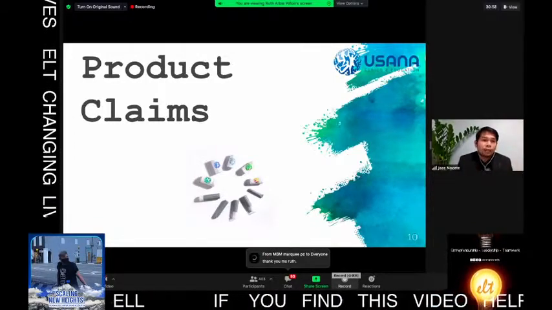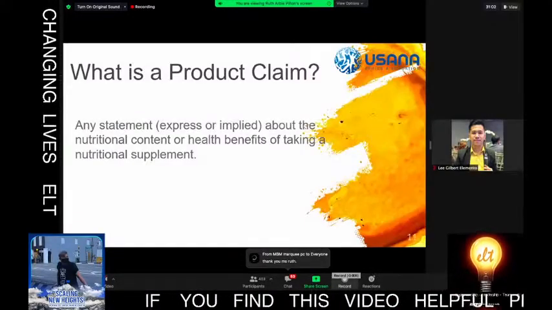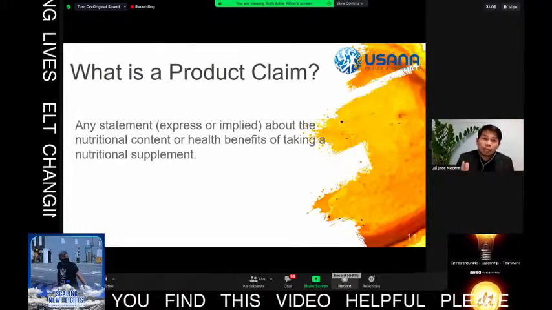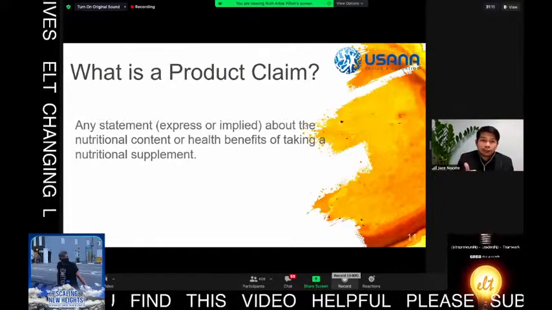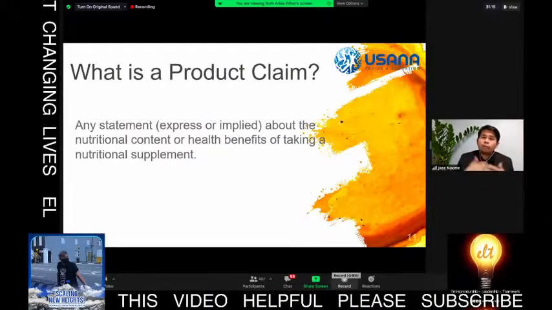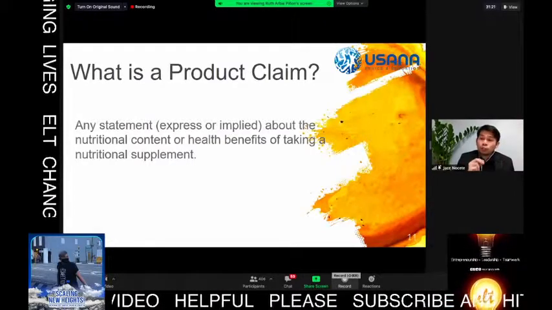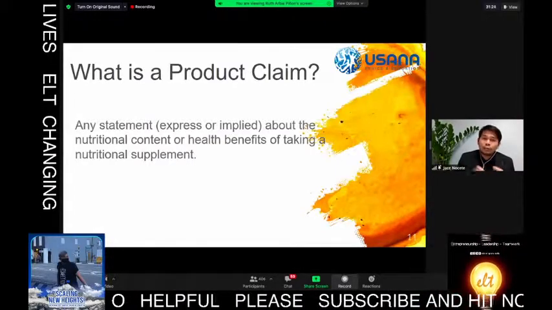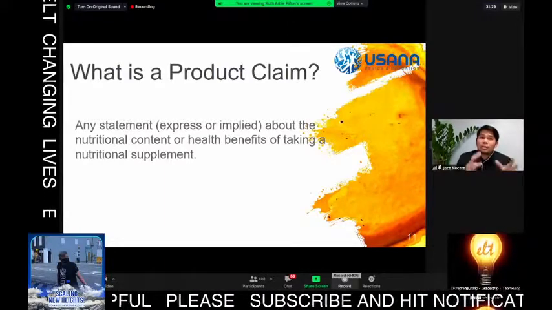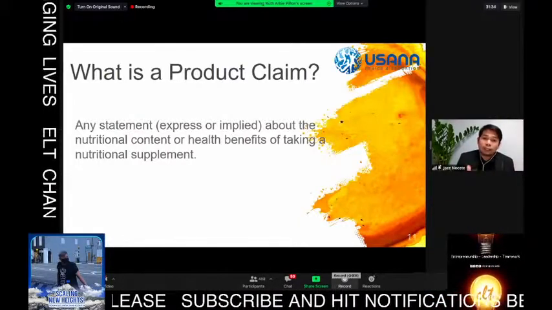Now, to start with, let us first define kung ano yung product claim. By definition, yung product claims po, these are any statements that are expressed or implied about the nutritional content or health benefits of taking a nutritional supplement. And we find this one sa ating product labels, particularly sa nutritional contents natin. And then secondly, we also find them sa official USANA website, kung saan this will serve as your product guides.